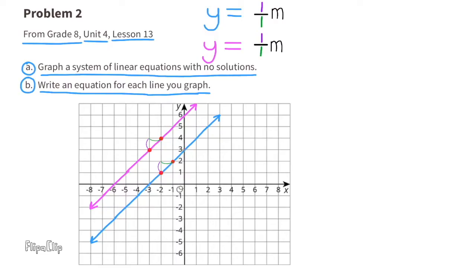For the blue line, the y-intercept is 3, so the equation reads y equals 1m plus 3. For the purple line, the y-intercept is 6, so the equation reads y equals 1m plus 6. You can rewrite these equations as y equals m plus 3 and y equals m plus 6.